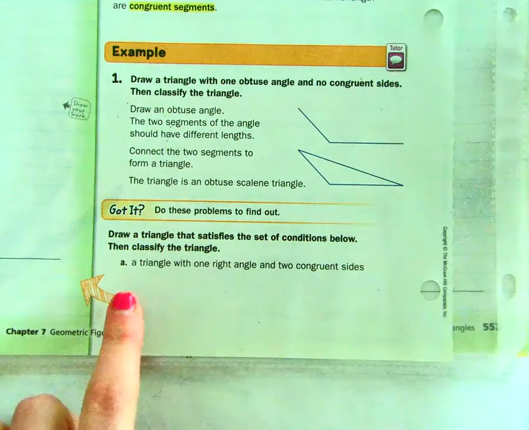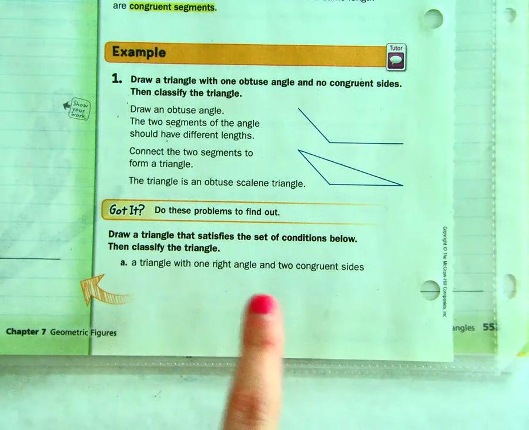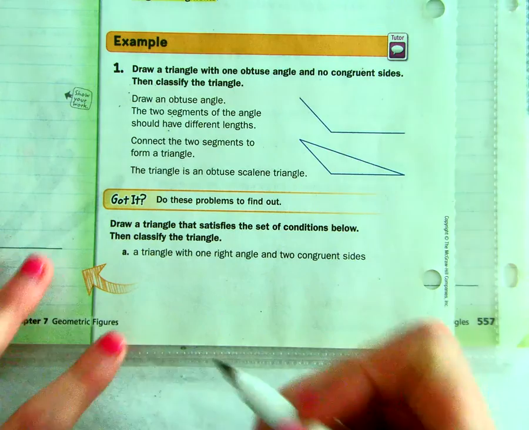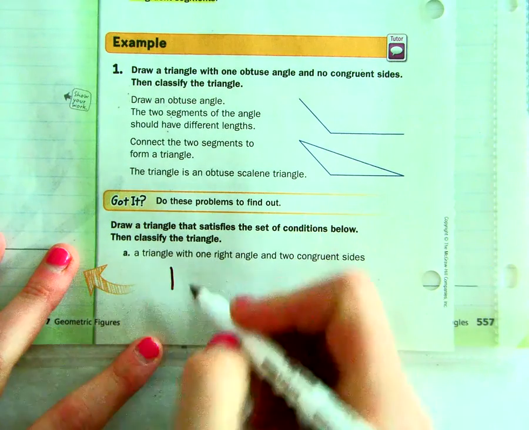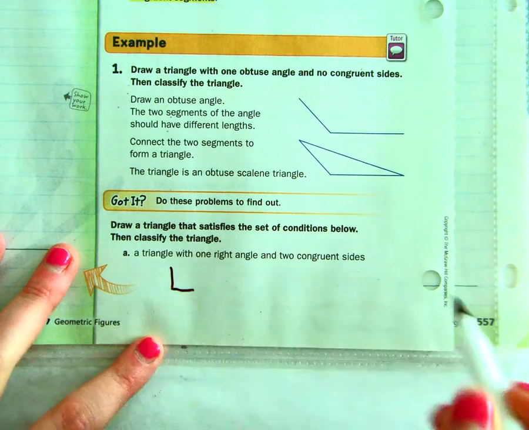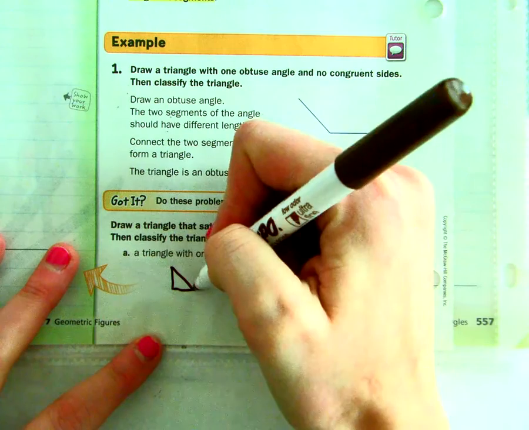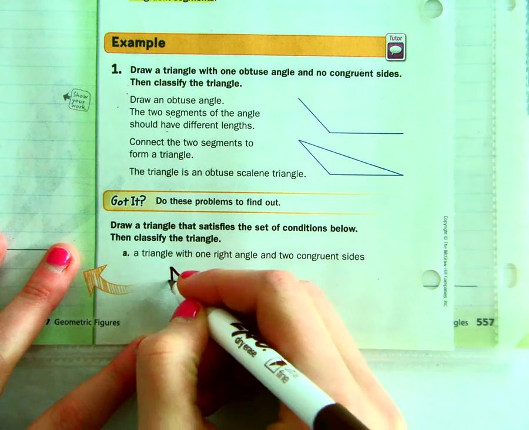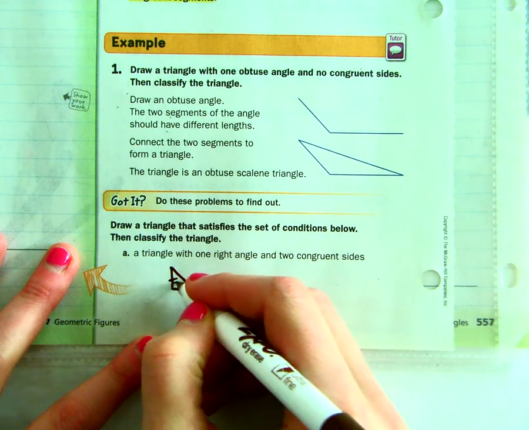Letter A says, a triangle with 1 right angle and 2 congruent sides. So first I need to draw this. I'm going to draw my right angle with my 2 congruent sides, and then I'm going to connect them. To show congruent sides, we put little tick marks on them. And with my right angle, I'm going to put my little box.